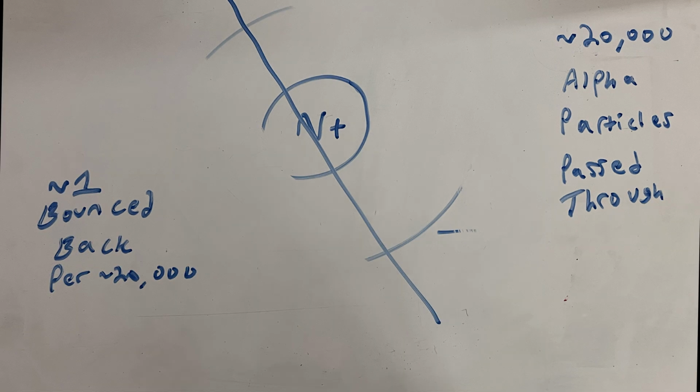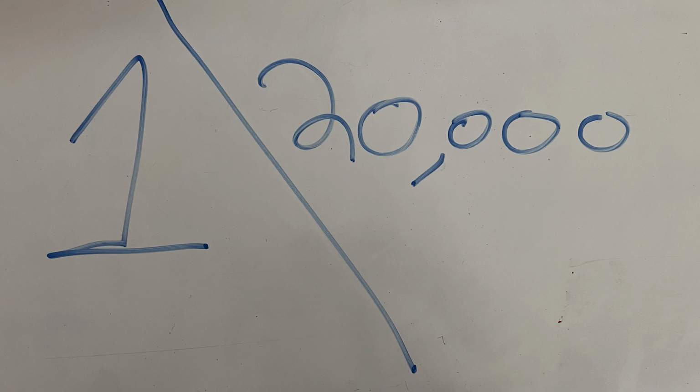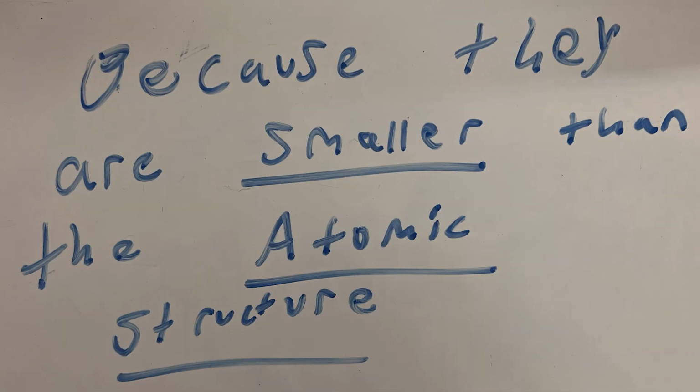The ratio of particles deflected to particles reflected was very small. This ratio means about 1 in 20,000 alpha particles were reflected. This then deemed particles such as subatomic. This is because they are smaller than the atomic structure and therefore can pass through it.